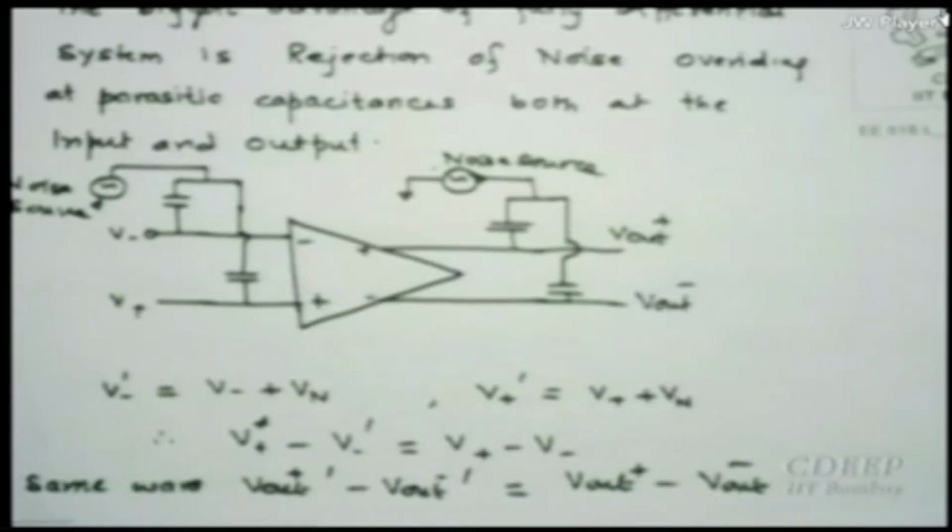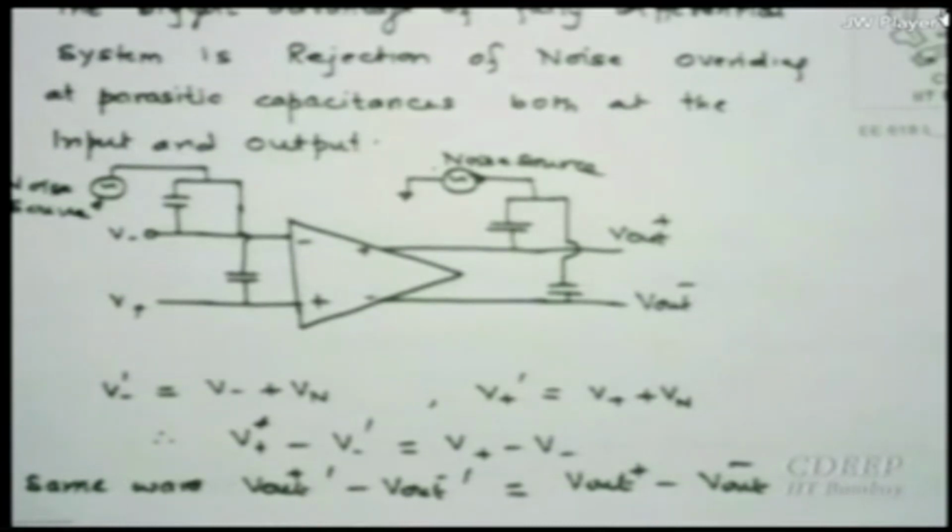So that is the biggest advantage of having a fully differential system. It rejects all noises, whether at the input or at the output. There is another problem with differential op-amps. We talked about CMRRs, but we did not talk about PSRRs.